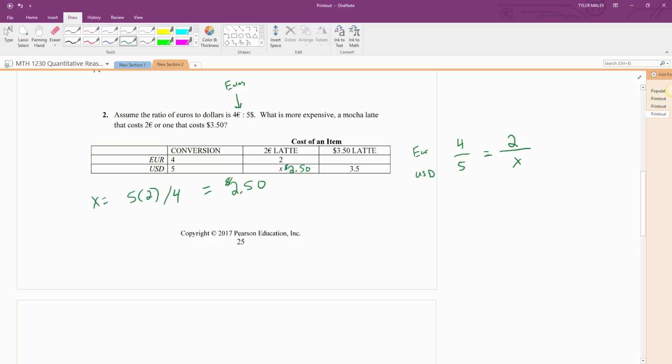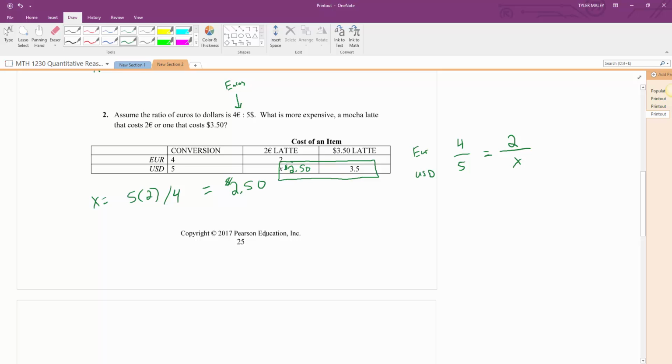So the question is, which one's more expensive? Do we want to buy something that costs 2 euros or $3.50? Since both of these are now written in US dollars, when I pay 2 euros, I'm essentially paying $2.50. So now that both are in the same units, we can compare. The $2.50 is $1 less than the $3.50 latte, so it would be cheaper to buy it for 2 euros.